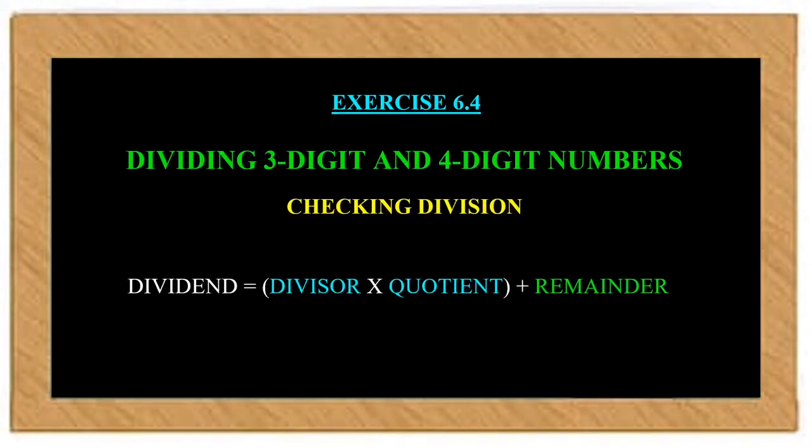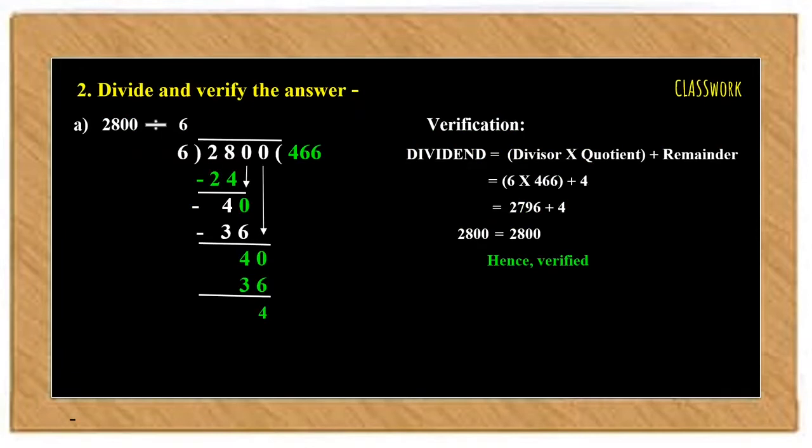The next concept in this exercise is dividing the 3-digit numbers and 4-digit numbers and also verifying your answers. Let us see and perform some calculations to understand this concept too. In the first question we have 2800 divided by 6. You are already aware, children, how to perform the long division for this question. We divide 28 with 6 such that 6 multiplied by 4 gives us 24. On subtracting, we get 4 as our answer.